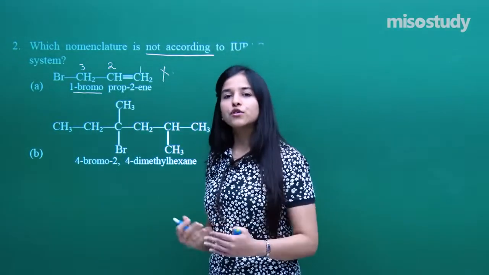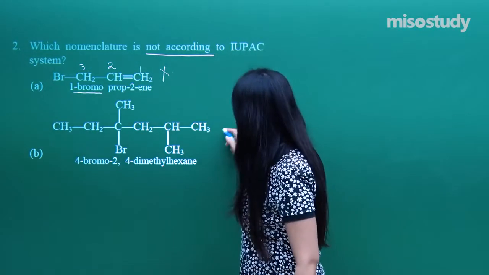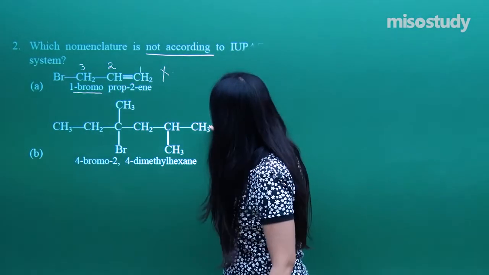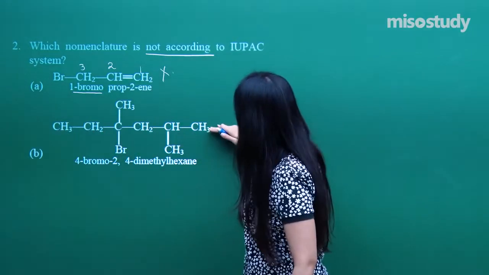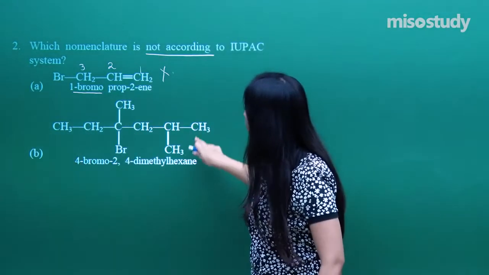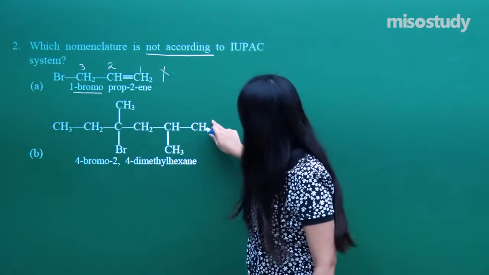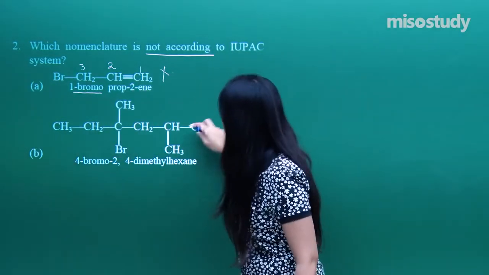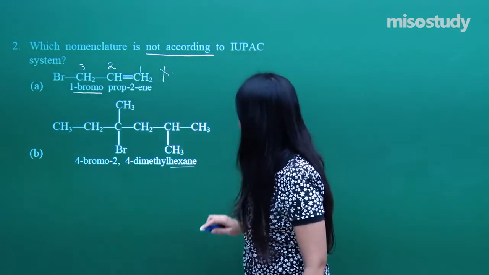Now let us also have a look at the other options. Over here, I have again the longest chain, which will be 1, 2, 3, 4, 5, 6. That is the longest chain. You can check all the kinds of possibilities; you will be getting this very chain as the longest. That means hex. It is correct.